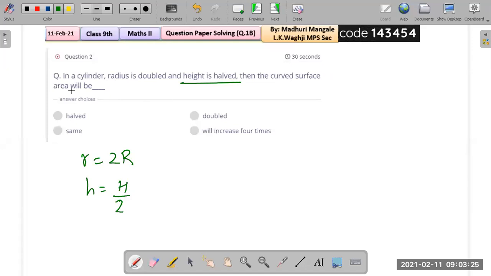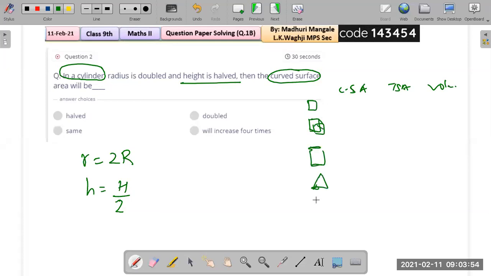Then the curved surface area will be, so this is a cylinder. Look at the shape first. That's the cylinder, and then we want the curved surface area. If you refer to some good books, you will find a table of formulas: CSA, then PSA, and then the volume, and the shapes are on this side. The cube is there, a cuboid is there, and then cylinder, cone, sphere, and hemisphere.